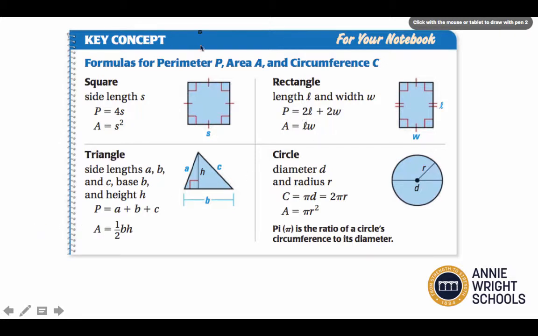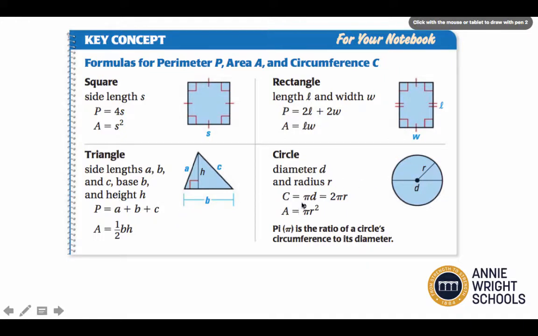But it's really, perimeter means adding up all the sides. For a triangle, add up A, B, and C, and then all of a sudden you've got the perimeter. For any polygon, the perimeter is adding up the sides and giving a distance for the perimeter.